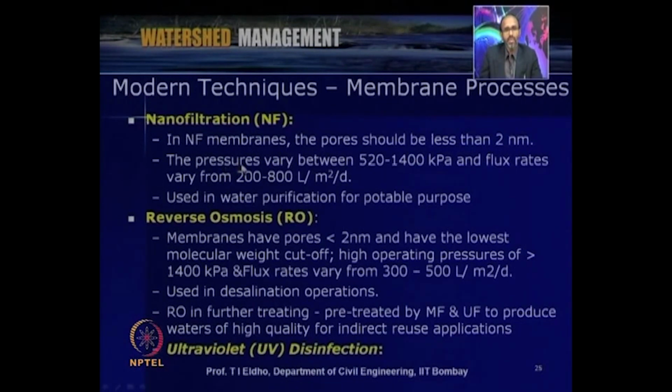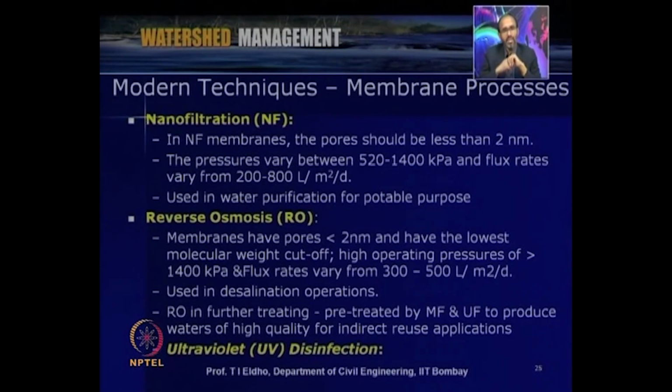So the pressures vary between 520 to 1400 kilopascal, and flux rates vary from 200 to 800 liters per meter square per day. And the water passing through the nanofiltration we can directly use even for potable purposes like recharging or other kinds of purposes.